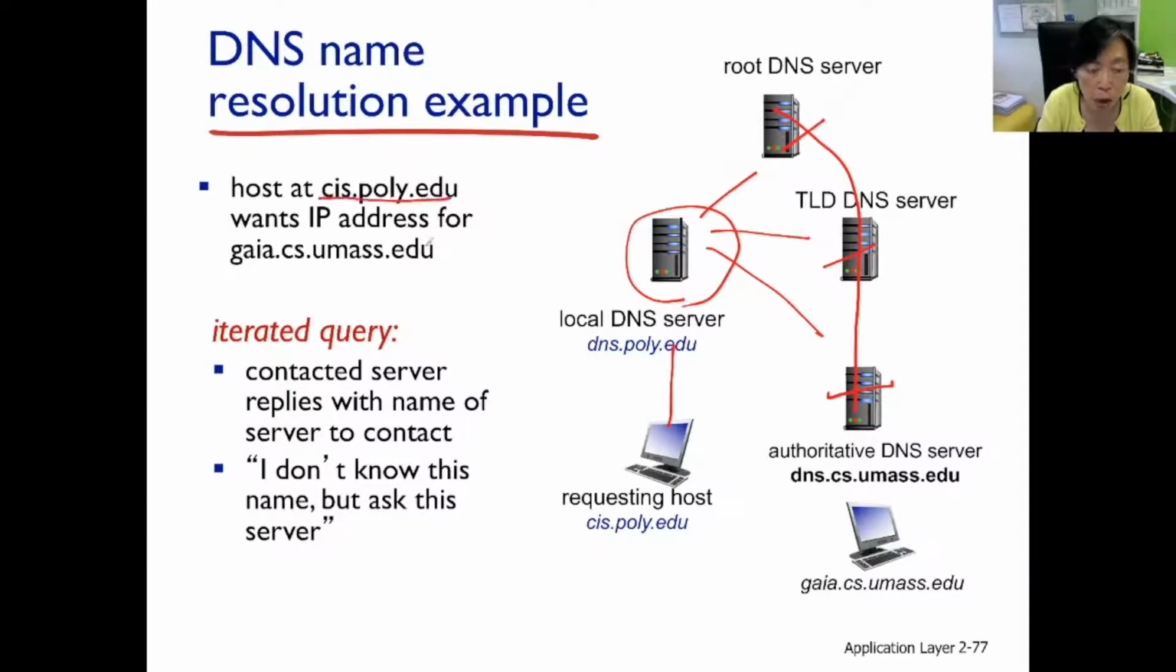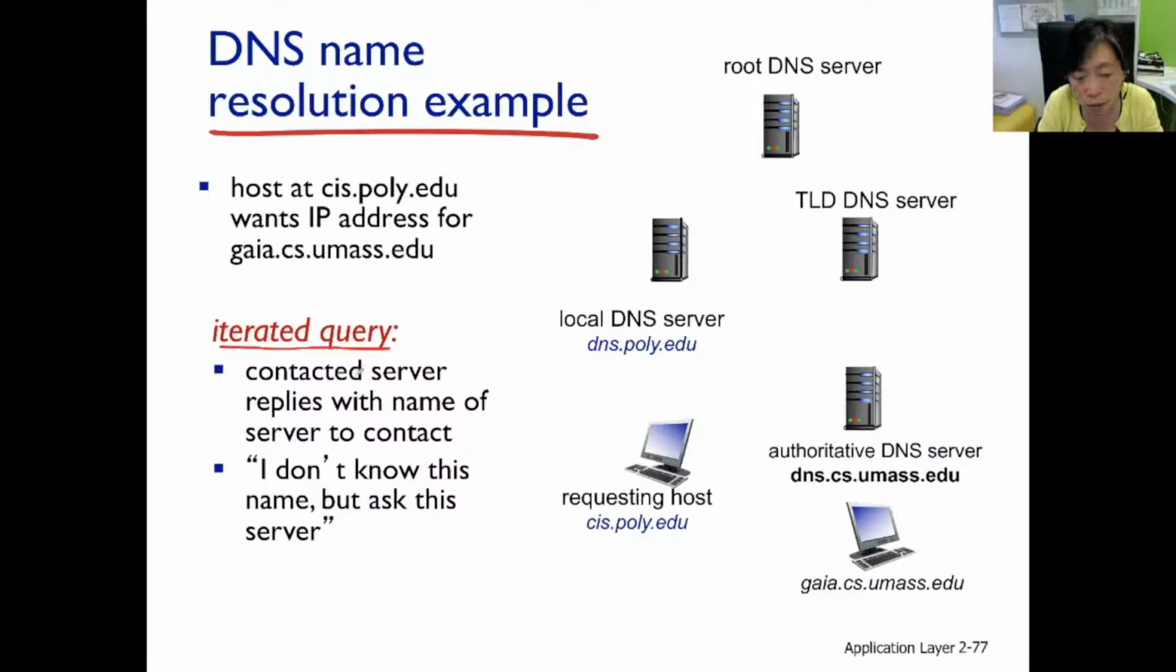There's going to be a host trying to reach Gaia.cs, but before messages can go out, CIS, poly here, needs to find the IP address of Gaia.cs over there. And we're going to illustrate this form of query forwarding. It's called the iterated querying.